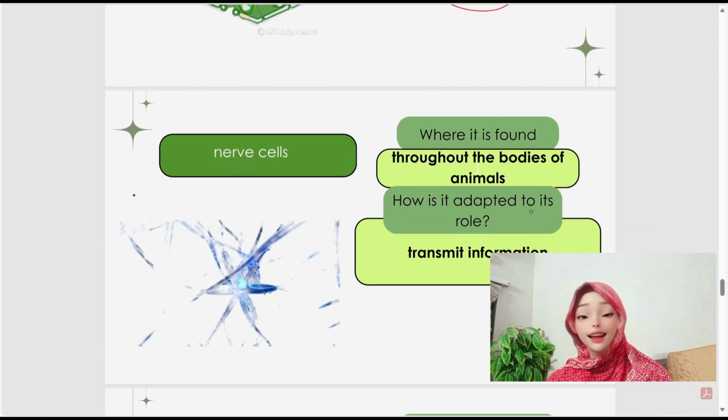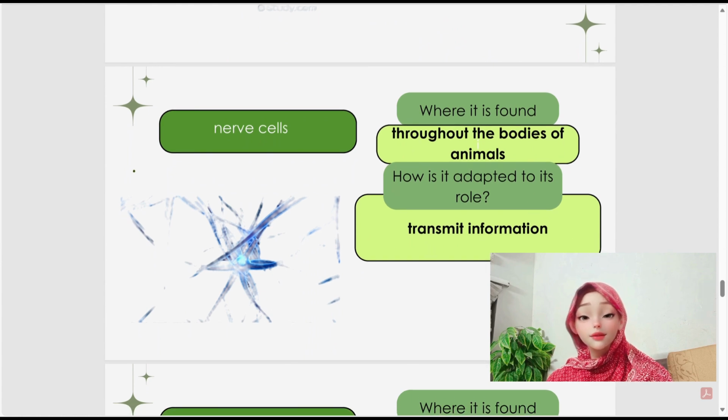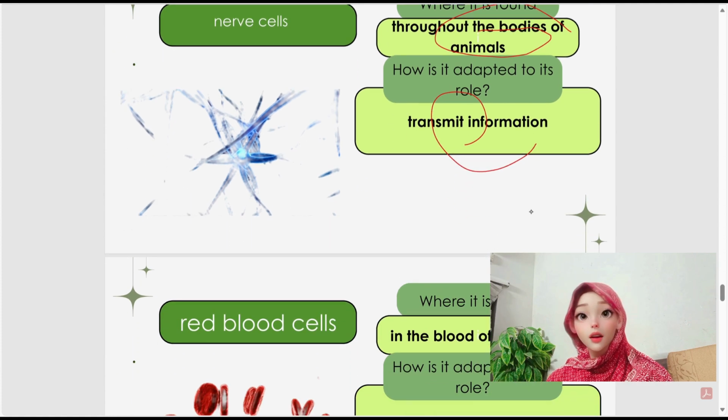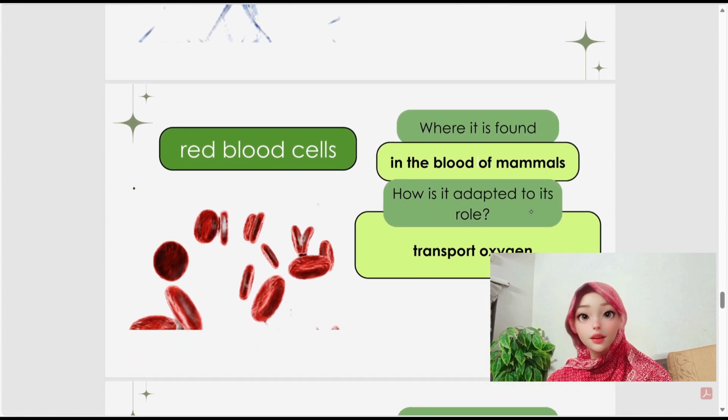Next, here are the nerve cells. These nerve cells are present throughout the body of animals, and they are adapted for the transmission of information.